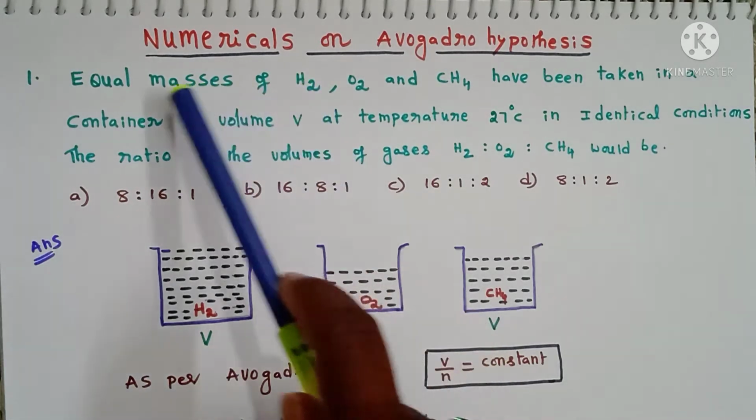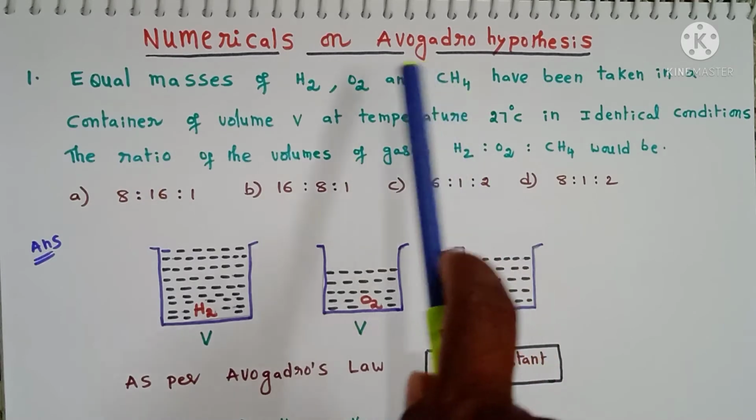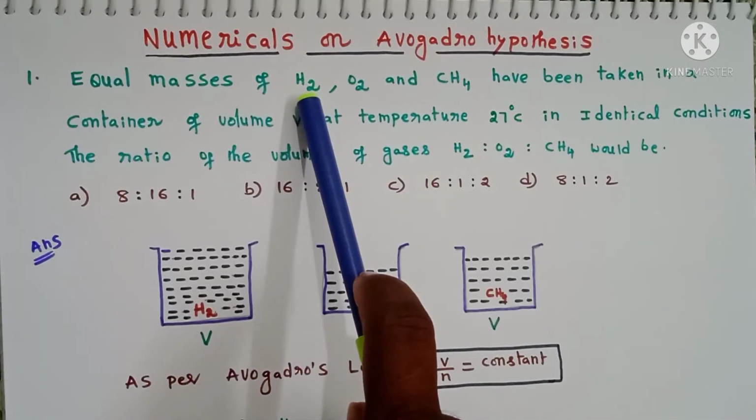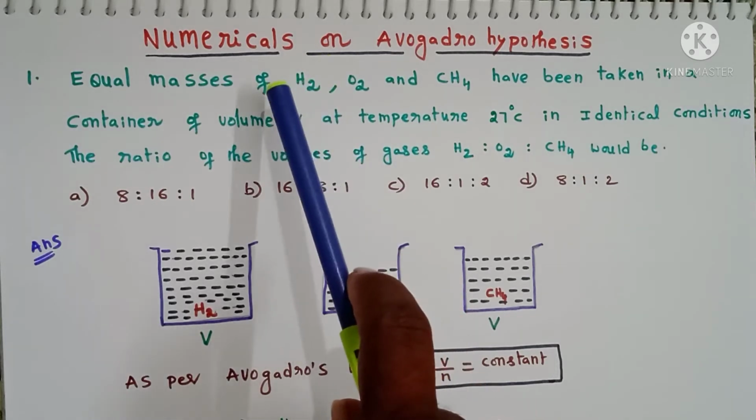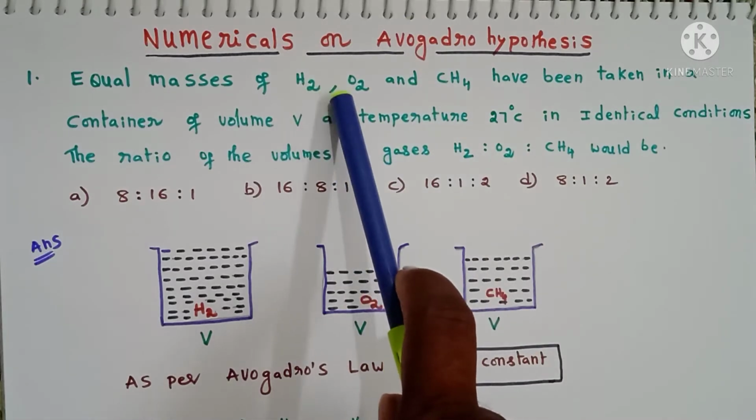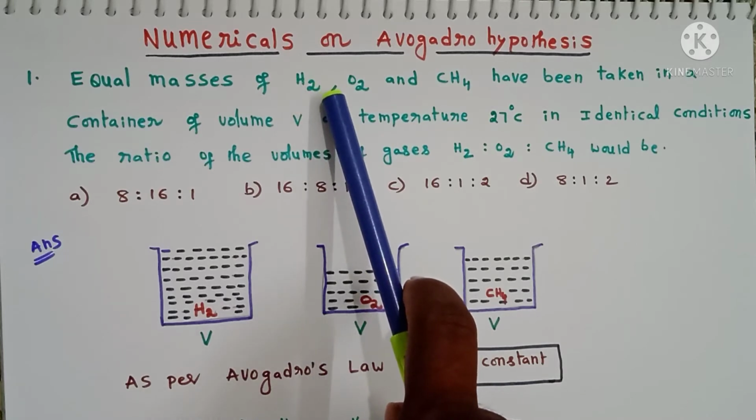Here the masses are the same but their molecular weights are different. Hydrogen has low molecular weight, that's why it has more number of moles. So as per Avogadro law, V is directly proportional to N. The one which has more number of moles has more volume.